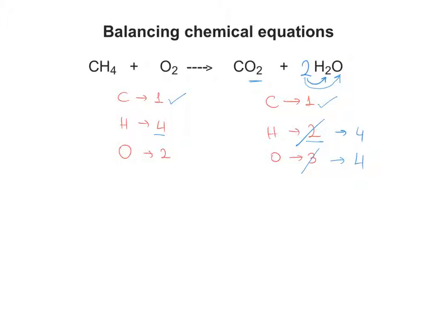Right now we can balance oxygen atoms by using 2 as a coefficient of the oxygen molecule. Here 2 times 2 makes 4 oxygen atoms in the reactant side, and finally the reaction is balanced.